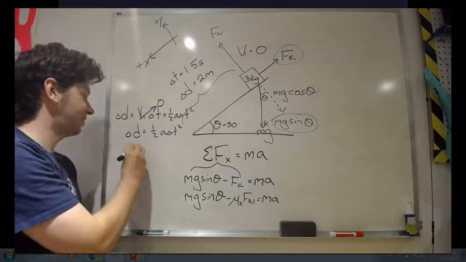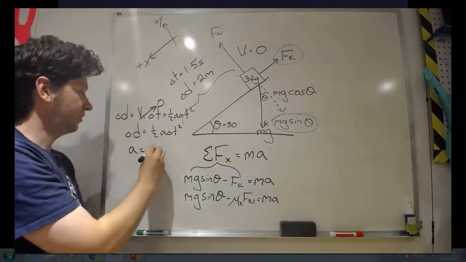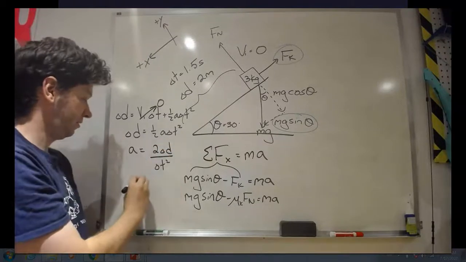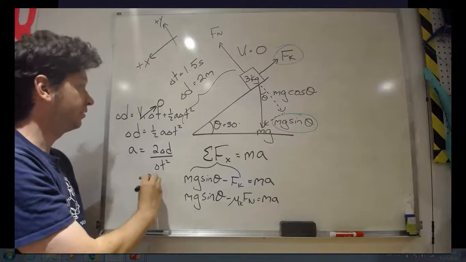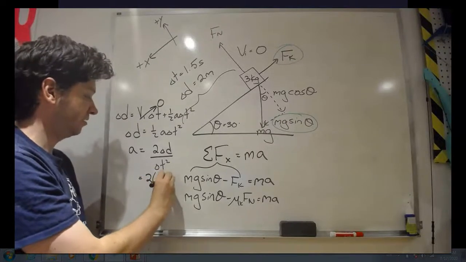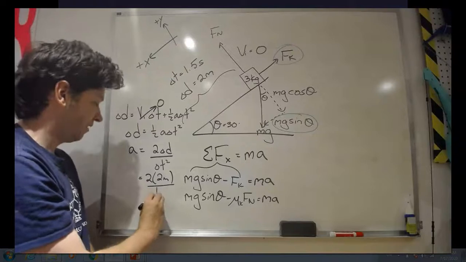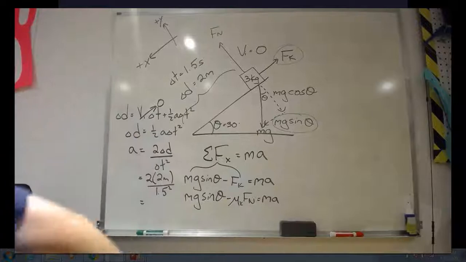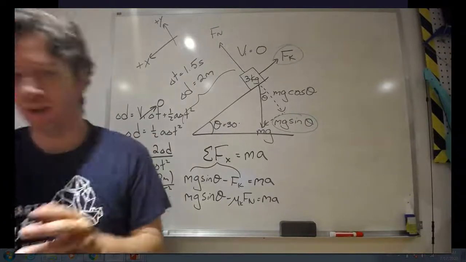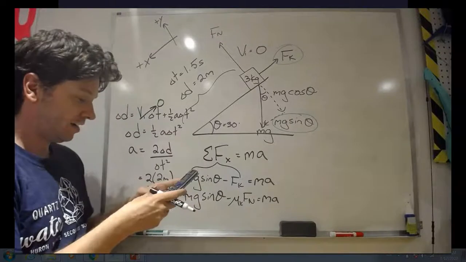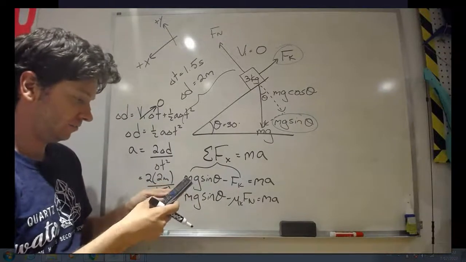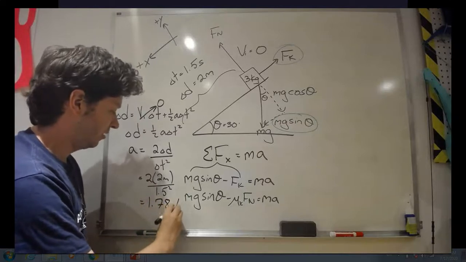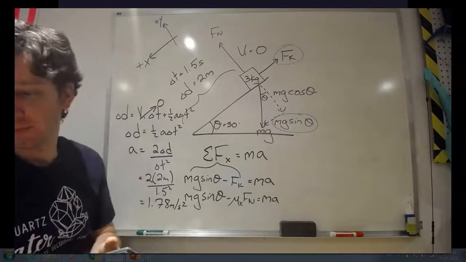We just need to rearrange to find acceleration. So acceleration is 2 delta d over delta t squared. Now we can plug in our numbers. 2 times 2 meters, that's 4 over 1.5 squared. Calculator. Whoops. 4 divided by 1.5 squared. 1.78 meters per second squared. Okay.